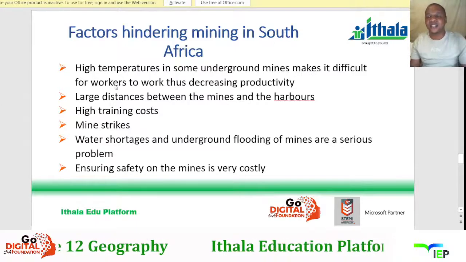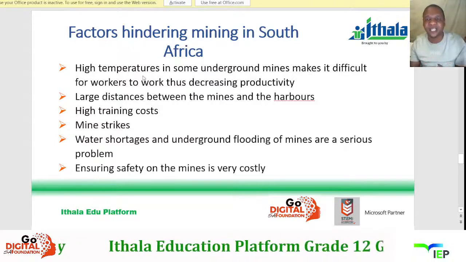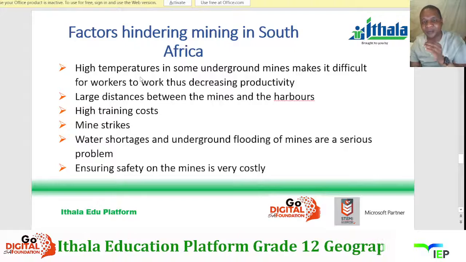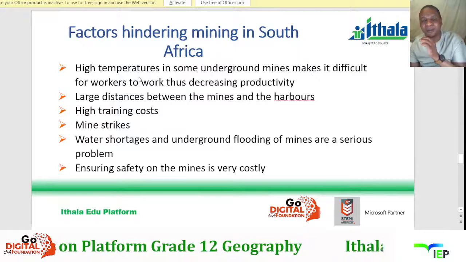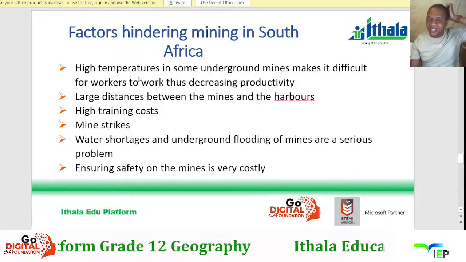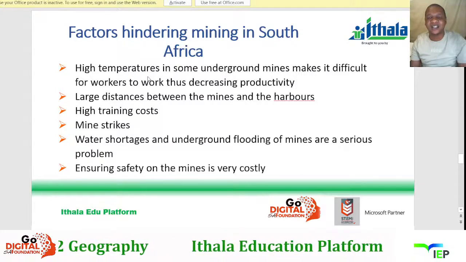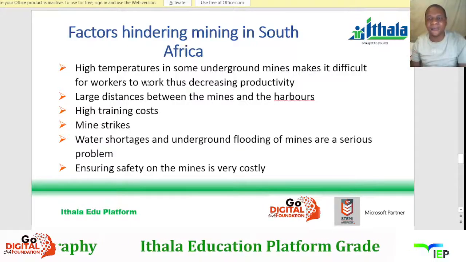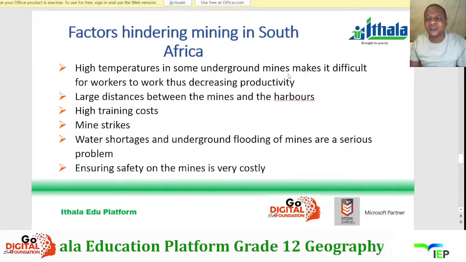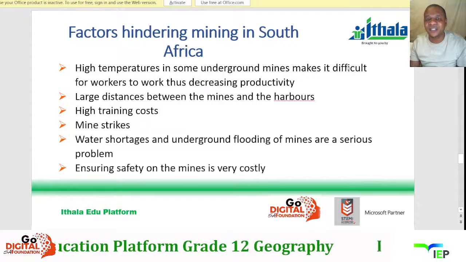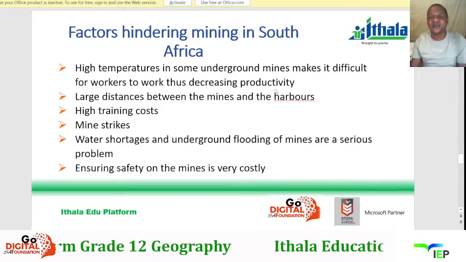Obviously we know that we have high temperatures in South Africa; we are not close to the polar regions or anything. We are close to the tropical line, or equator line, I would say. So if a country is situated close to the equator, especially subtropical, there are high temperatures. That leads to those underground mines having high temperatures, which makes it very difficult for workers to work, thus decreasing productivity.